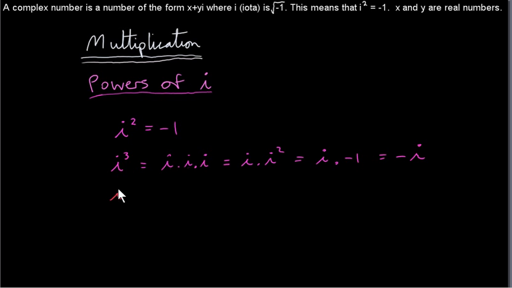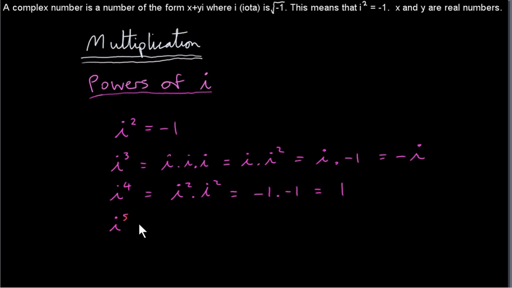Now what about i to the power of 4? Well, we could write i to the power of 4 as i times i times i times i, or we could write it as i squared times i squared. See, if you add these powers, 2 plus 2 gives us 4. And we know that i squared is minus 1, so this is just the same as minus 1 times minus 1, which is plus 1. So i to the power of 4 is plus 1.